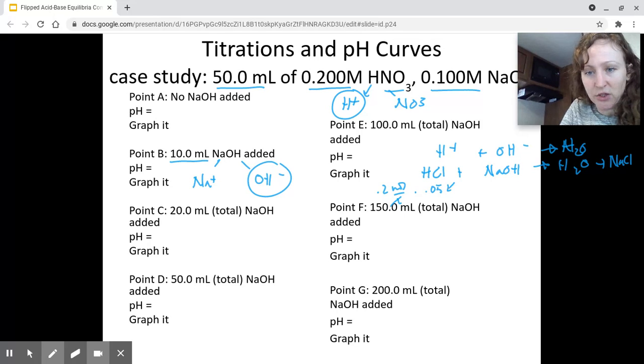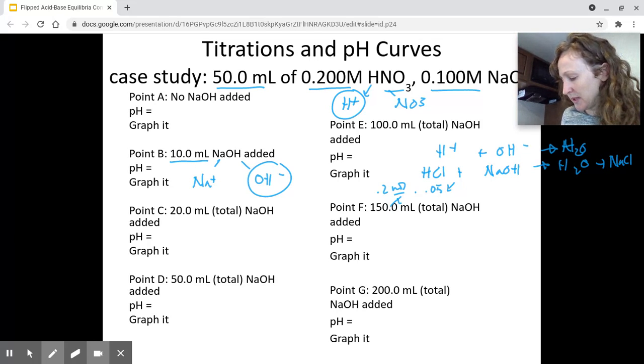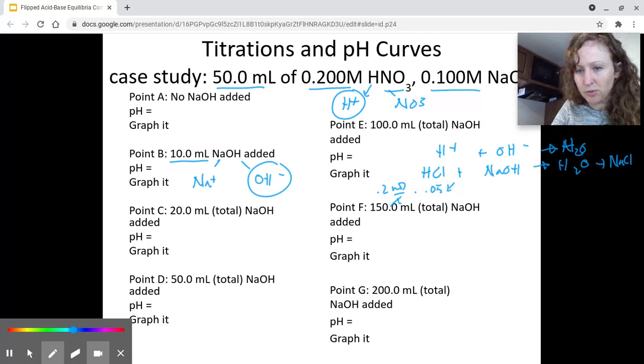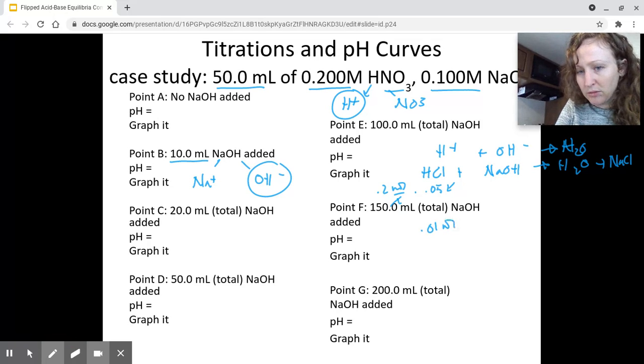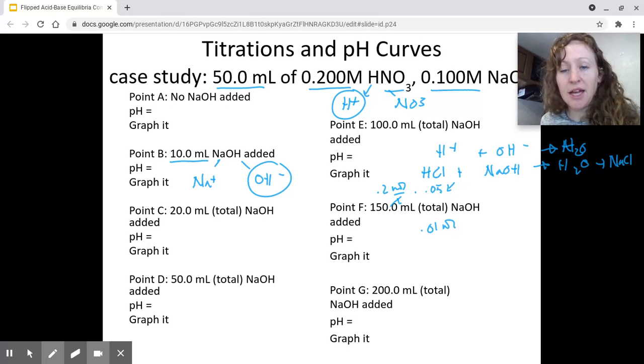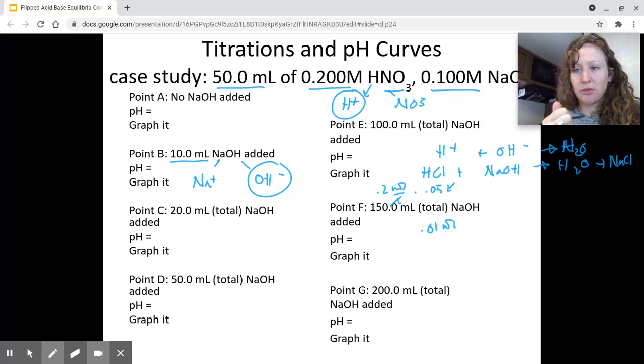That gets me into moles of HCl. So 0.2 times 0.05 equals 0.01 moles of HCl. Now, if I want to turn it into molarity right away, which personally I do because I'll tend to forget to do it at the end before I plug it into Ka, I just get into a habit of turning it into molarity right away.